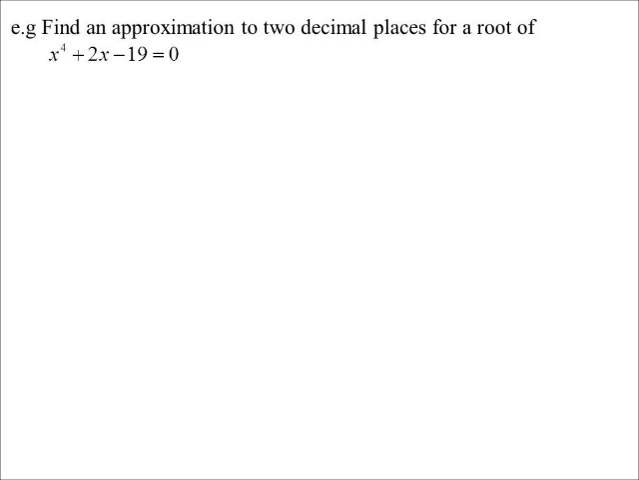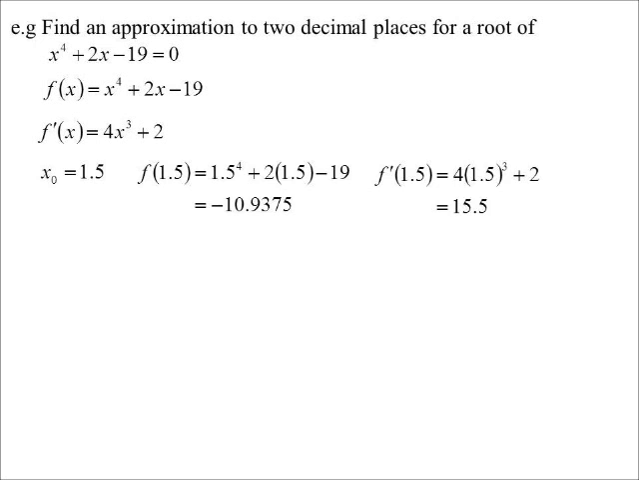Same question. Okay, now I know we've got our approximation, but let's pretend we don't know what it is. We've got to pick a good first approximation. There's my function. I'm going to need my derivative, 4x cubed plus 2. My first approximation is going to be 1.5. We originally said it was between 1 and 3. I've narrowed it down a bit and said it's between 1 and 2. So 1.5 is my first approximation. Well, f(1.5) is minus 10 point something. Sub it into the derivative, I get 15.5.